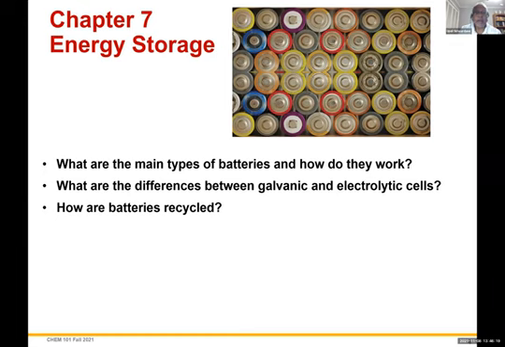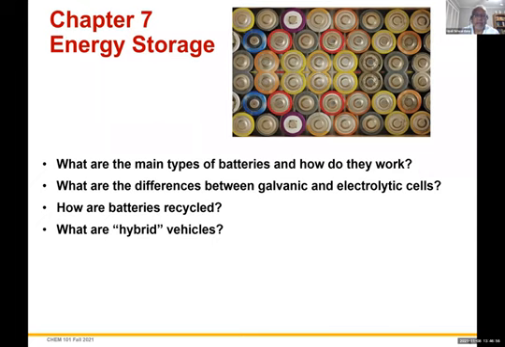The batteries are recycled, but not to a great extent right now. We throw them out in garbage cans. But eventually, as we run out of our resources, the batteries will be recycled. They may contain certain metals that are expensive. So in the future, more recycling is going to go in.